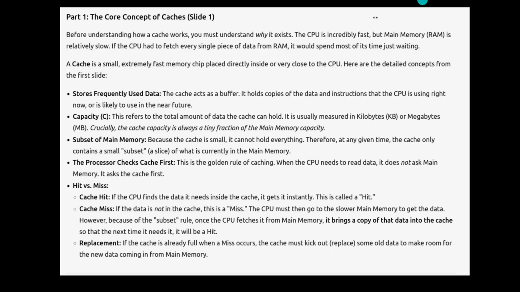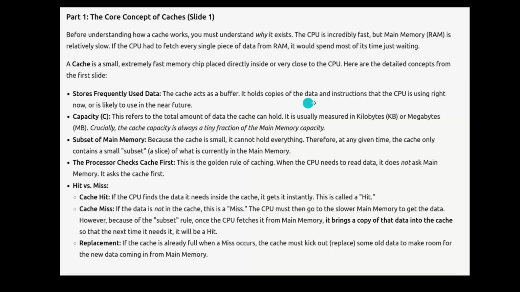So what is a cache? A small, extremely fast memory chip that is placed directly inside or very close to the CPU. The cache is very small, but it is very fast. It is placed directly inside, in SRAM, or very close to the CPU. The first point about cache is that it stores frequently used data. The cache acts as a buffer.